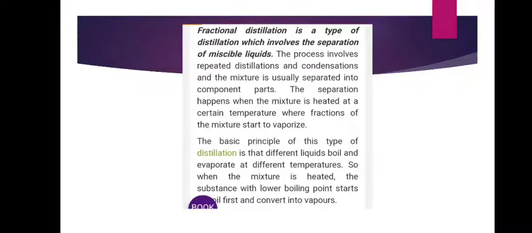The separation happens when the mixture is heated at a certain temperature where fractions of the mixture start to vaporize. The basic principle of this type of distillation is that different liquids boil and evaporate at different temperatures. So miscible liquids means different liquids that start to boil and evaporate at different temperatures. When the mixture is heated, the substance with the lower boiling point starts to boil first and converts to vapors.